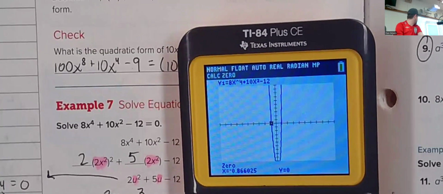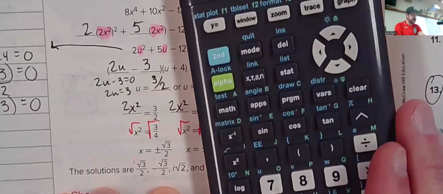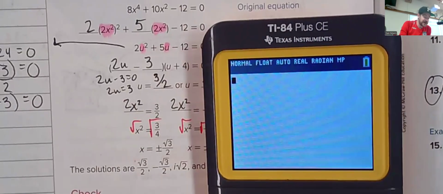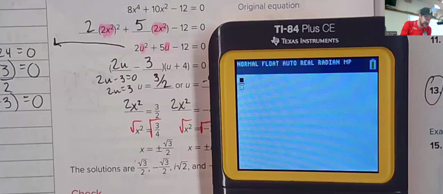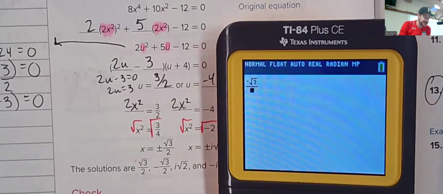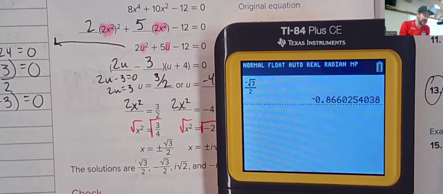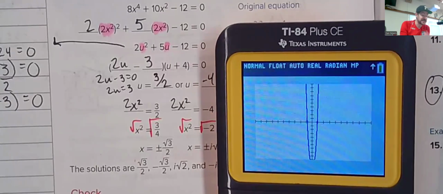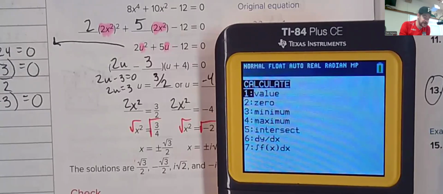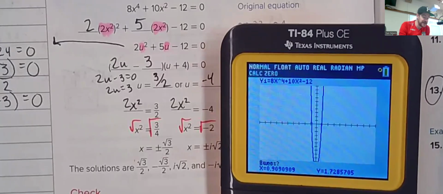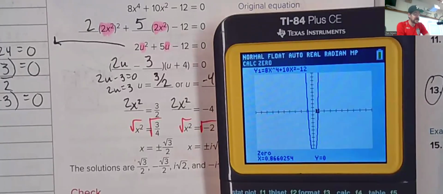Well, it'd probably be worth it to find out if negative root 3 over 2 is equal to about negative 0.866. So let's go and say math fraction negative square root of 3 divided by 2. Look at that, negative 0.866. It works. Nice. So if we head back to our graph, we can figure out the other one. Hopefully it's positive about 0.866. So root 3 over 2. So calculate, figure out the 0. Let's go to the right a little bit and enter and enter and enter one more time. Hey, look at that, 0.866, which is the positive version of it.